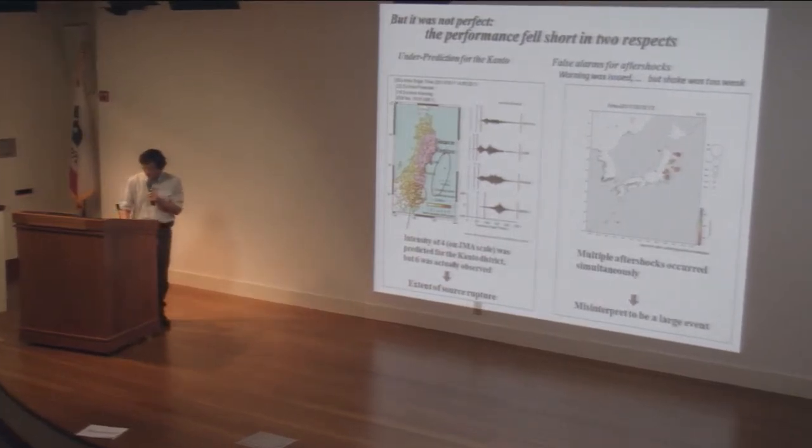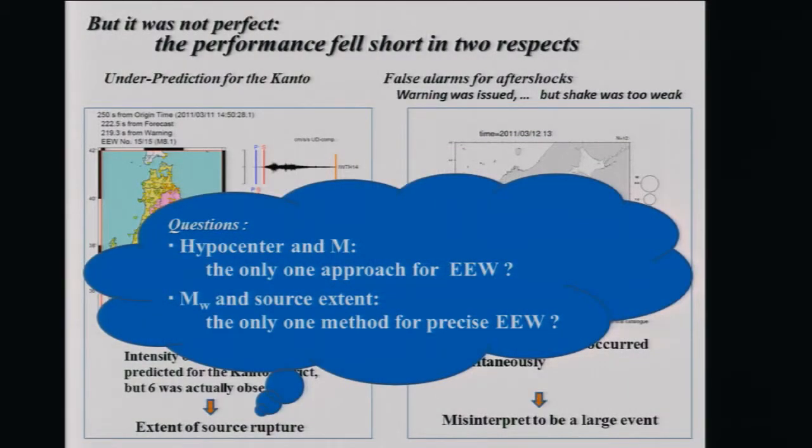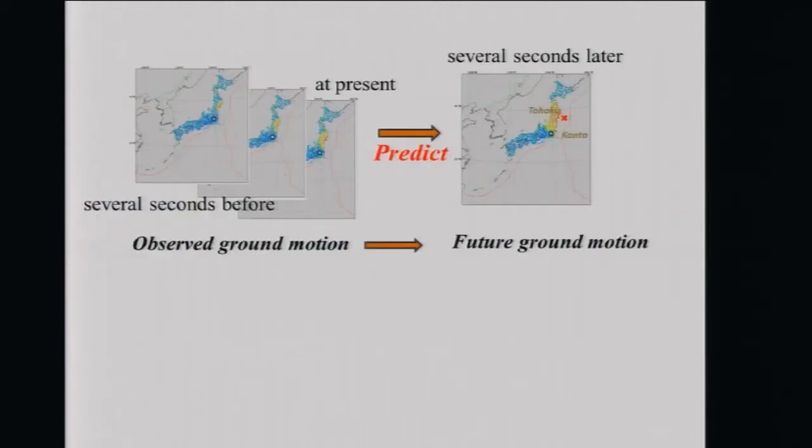And 3 years ago, we started with the following fundamental questions. Hypocenter and magnitude: are they the only approach for earthquake early warning? Moment magnitude and source extent: are they the only method for precise EEW? We started with this fundamental but important question. Our answer: no. We have a different approach, another method, and different tactics. For example, looking at the wave propagation from several seconds before and present, and then we predict the situation several seconds later, 10 seconds later, or 20 seconds later. I will show an example.